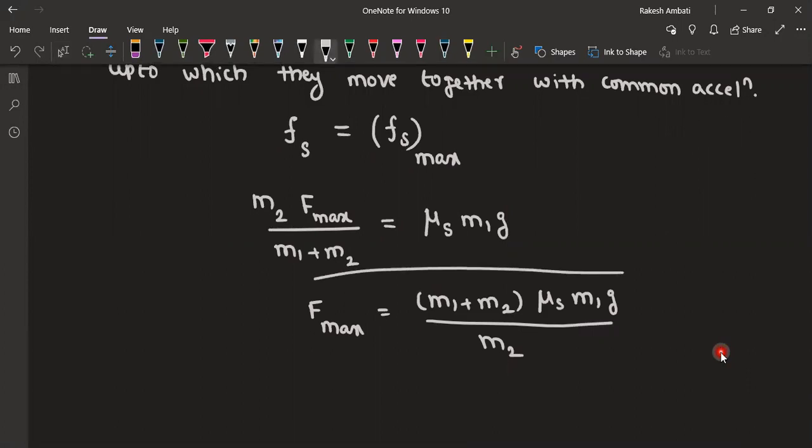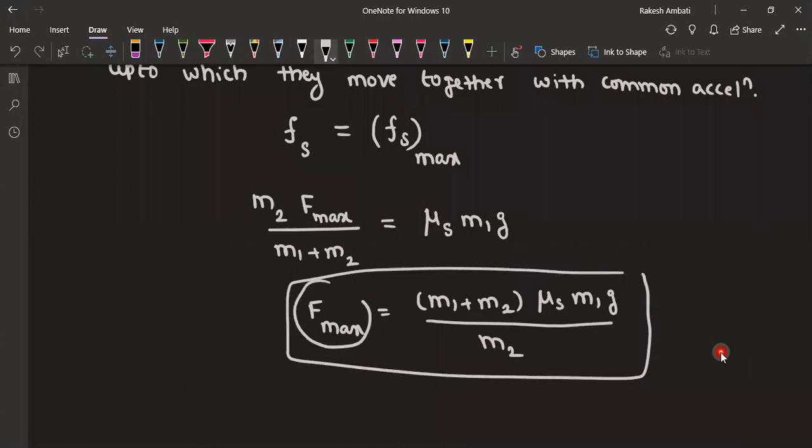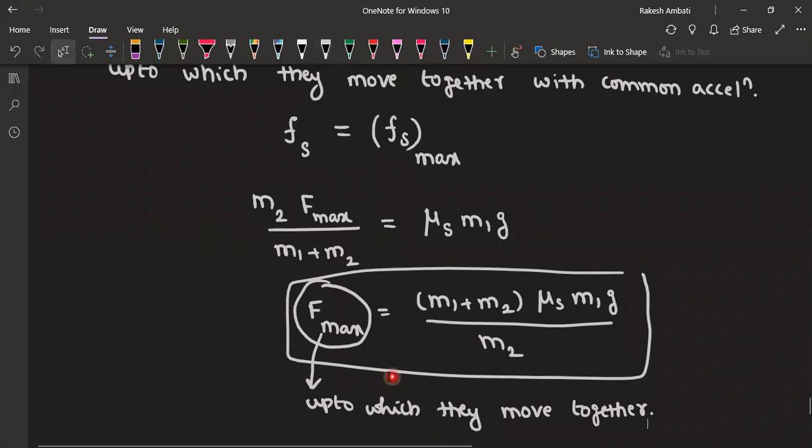So here it is the maximum applied force up to which they move together. They move together. So please answer.